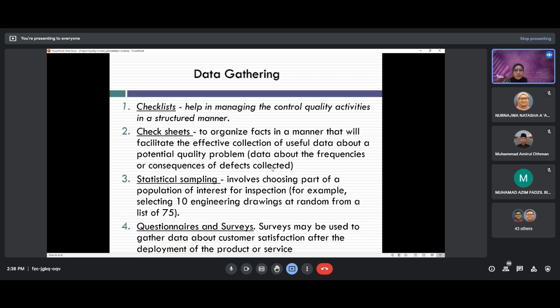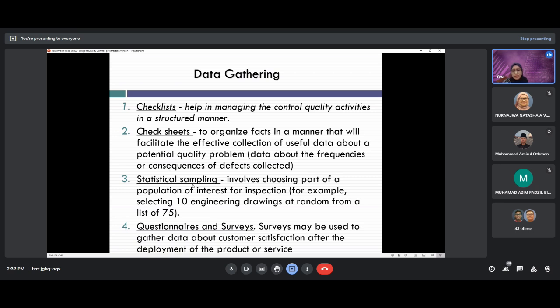A check sheet is to organize facts in a manner that will facilitate the effective collection of useful data about the potential quality problem. Check sheets deal with data about the frequency or consequences of defects collected. So the check sheet usually tells you day one how many defects occurred, day two how many defects occurred. So you know the frequency of the defects for that week, for example. If a lot of defects occurred during that week, you can revise your process and ensure that the defects will not occur the next week or the next batch.